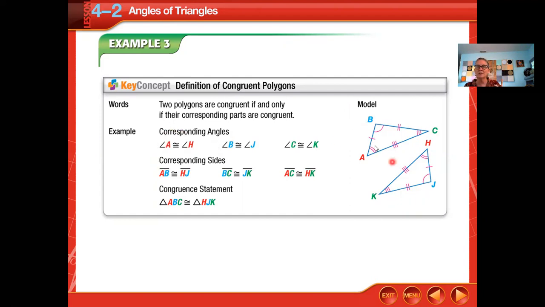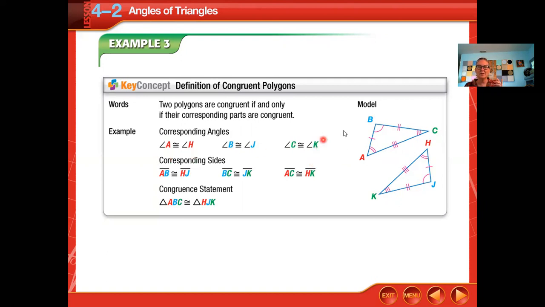So in these two triangles, and they have it completely color coordinated, angle A and angle H are both red, and those are the two angles that are congruent. Okay, that means they have the same measure. And look, they put two arc marks on them. Angle B and angle J are the same measure. They're congruent to each other, and they both have one arc mark. And the same thing with angle C and K, and they made them both green.